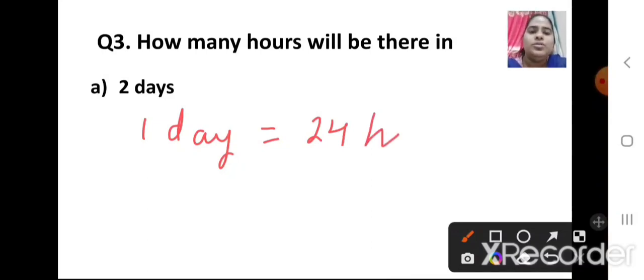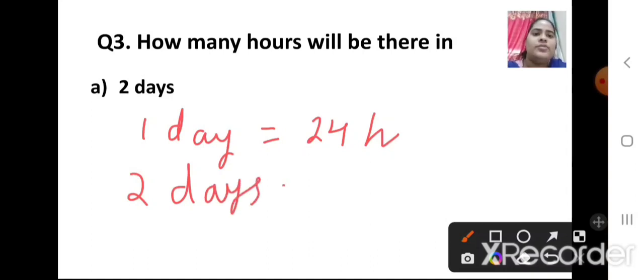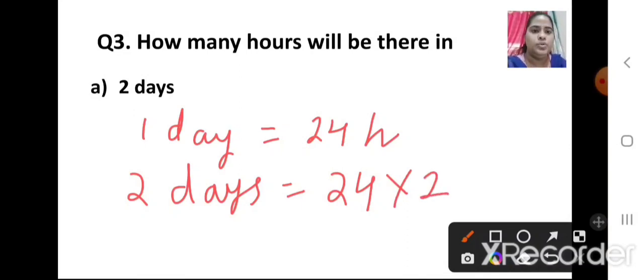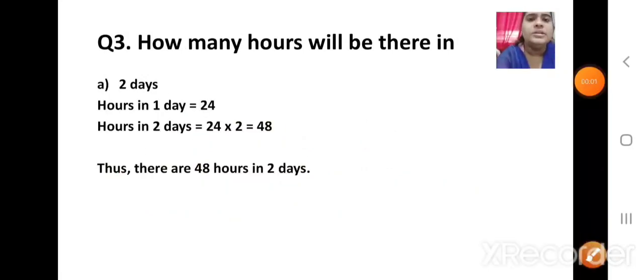So in 2 days, how will I find out? I have to multiply 24 into 2. Okay, then I can get the hours for 2 days. 24 into 2 is equal to 48, correct? So there are 48 hours in 2 days. Yes, children, please note down the answer.